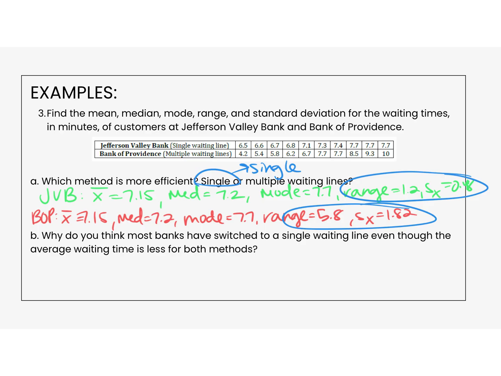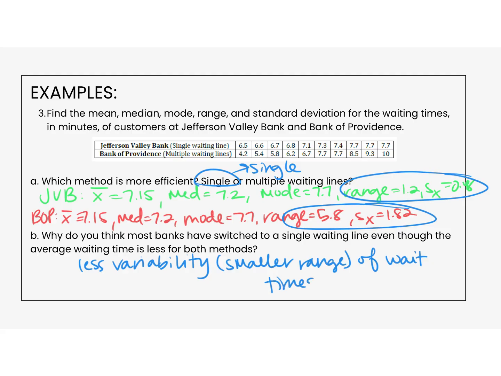And then why do you think most banks have switched to that? Well, because it shows that there's less variability or a smaller range of wait times. So people know more of what to expect. Okay, so that is standard deviation.